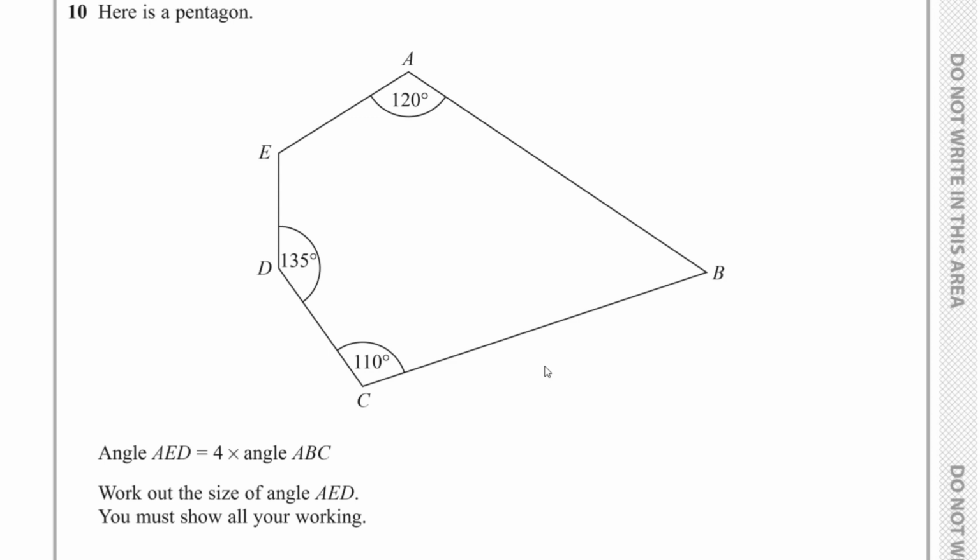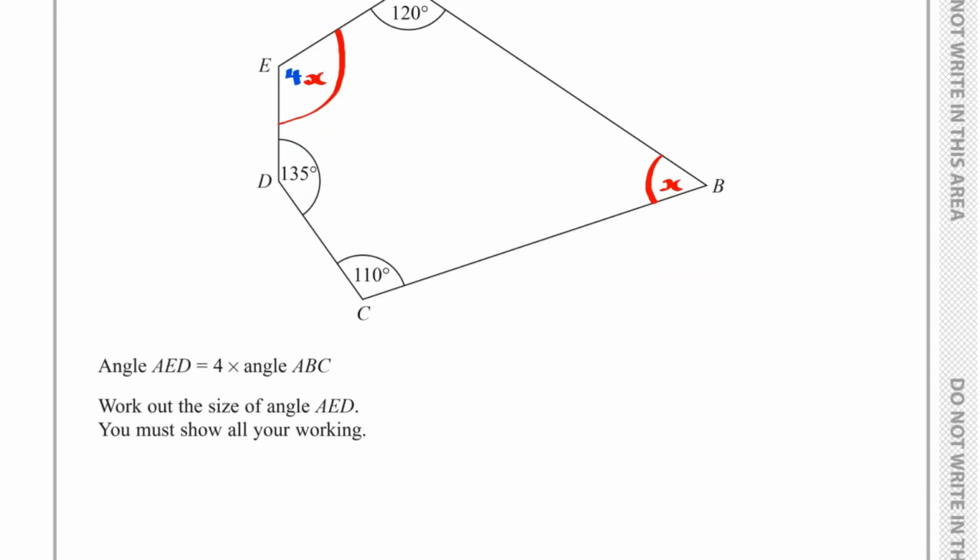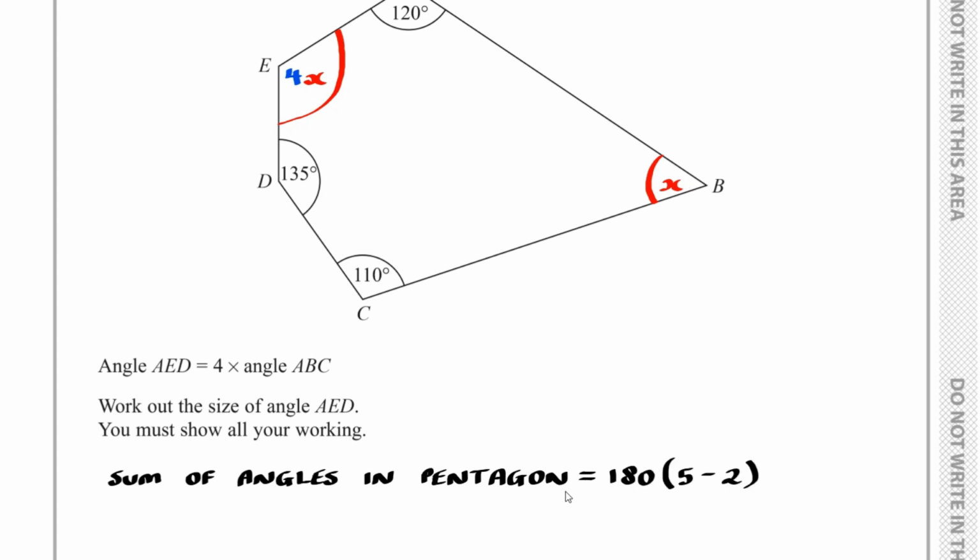To begin with, if this angle B is given by x, this angle E will be 4 times this, in other words, 4x. What we can now do is find out the sum of the angles in a pentagon. We've got 5 sides, so we have the sum of the angles in a pentagon equaling 180 multiplied by 5 subtract 2. It turns out we get 540. So now, all of these angles added together give us 540.